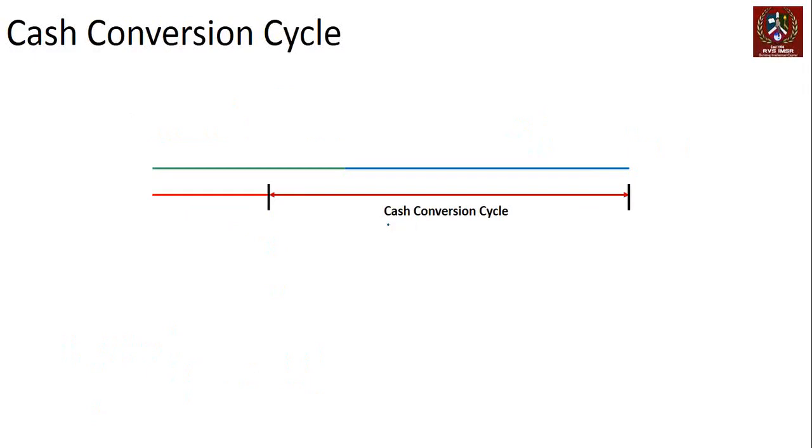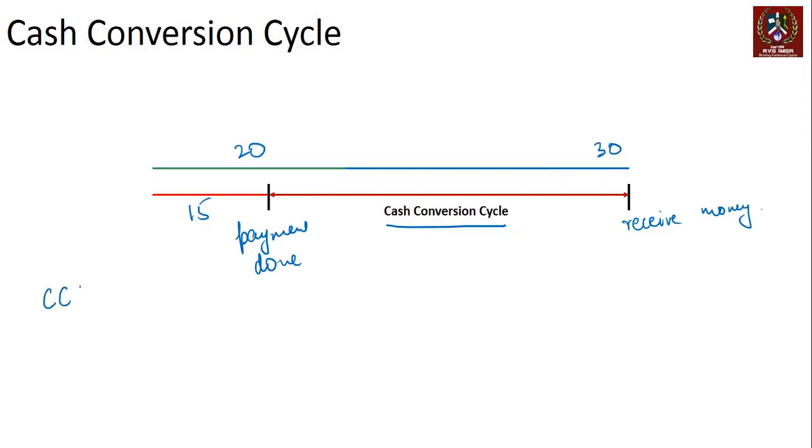This duration is what is called the cash conversion cycle. Why is this the cash conversion cycle? Because payment is done here and money is received here. So you receive money here. What does this mean? You have basically added 20 days of inventory, 30 days of receivables, and subtracted 15 days here, correct? So effectively, the cash conversion cycle is given by 20 plus 30 minus 15, that is equal to 35 days.